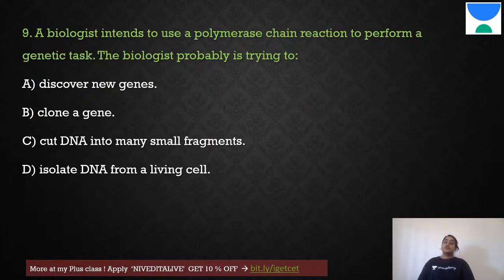A biologist intends to use PCR, that is polymerase chain reaction, to perform a genetic task. The biologist is probably trying to discover new genes, clone a gene, cut DNA into many small fragments, or isolate DNA from a living cell. So this question is indirectly asking you, what is PCR used for? PCR is used for amplification. That is making more copies, or we can also say cloning a gene, because the same gene is made again and again and again. You're repeating, right? So therefore, it is cloning of a gene.